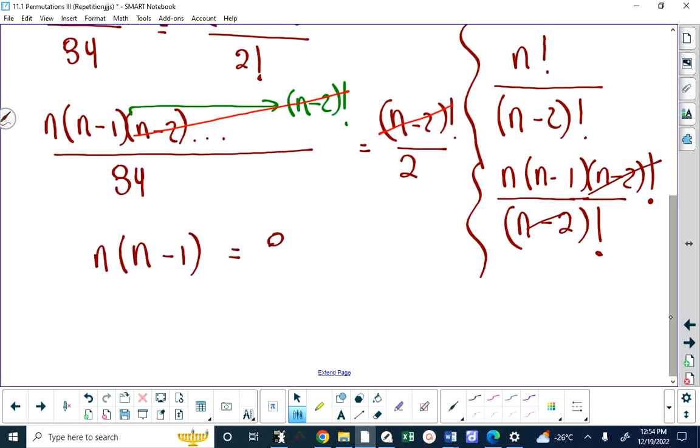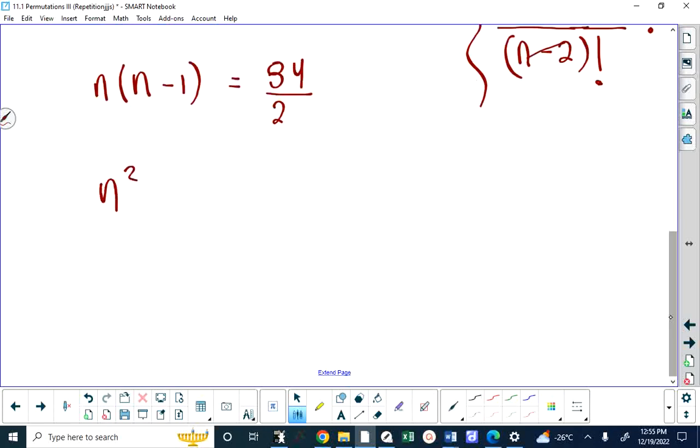equals 84 over 2. There's a number of ways you can visualize what's going to happen here, but if I half-heartedly cross-multiply by just getting rid of the 84, I get 84 over 2, and now what I have is n squared minus n equals 42.